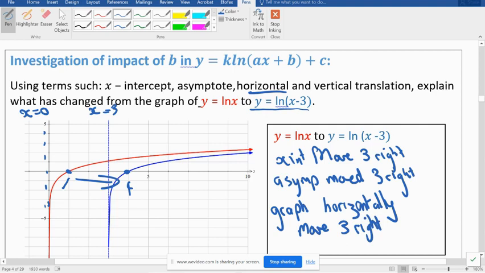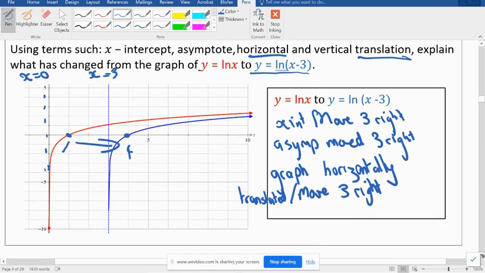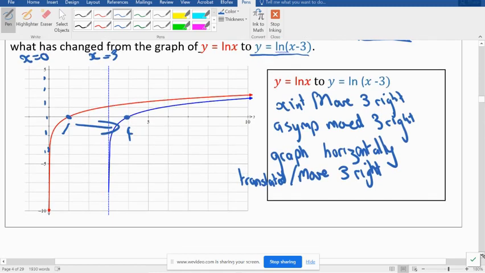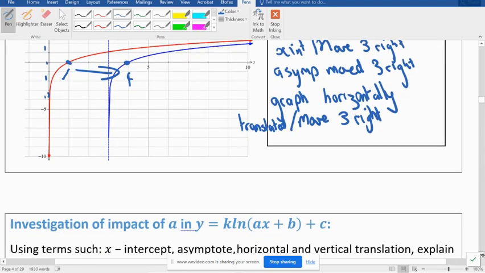So you can use the word translation as well. So it says here as well. So maybe we could have said the graph is horizontally moved 3 to the right. You could have said instead of move, just translate it. Look, those words are quite big, so you don't have to remember all of them. If you can remember left, right, up, down, that's probably going to be good enough, I think. All right, so that one's pretty clear what's happened. That one's probably the most obvious one.